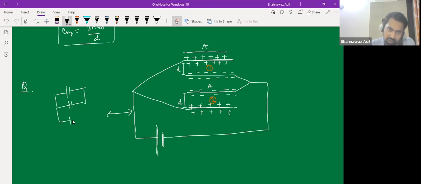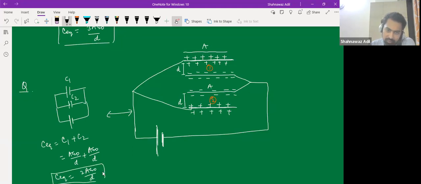right? And this is connected to the supply. So this is C1, this is C2. So C effective or equivalent would be C1 plus C2. So again, this would be A epsilon naught by D plus A epsilon naught by D. So this is 2 A epsilon naught by D.